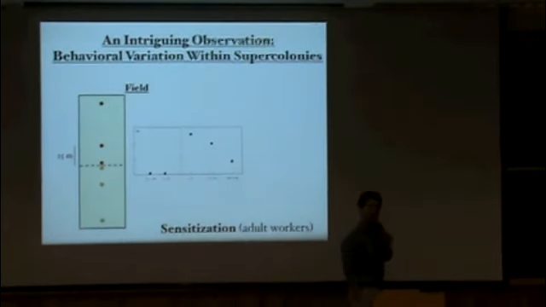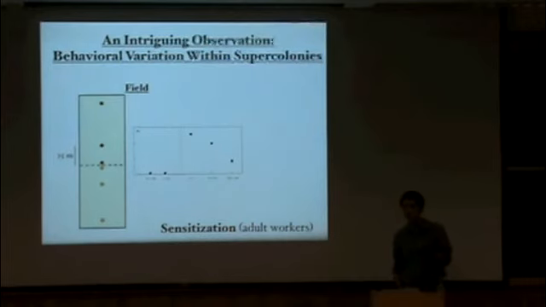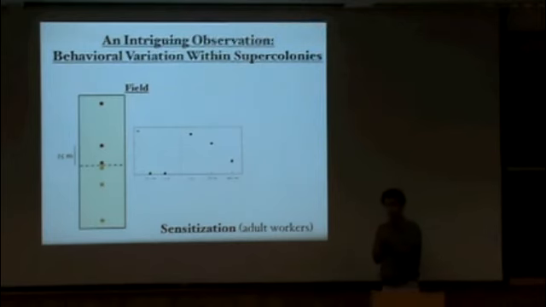And this suggested to us, there are lots of things that could potentially be driving this, but one interesting possibility is that Argentine ants in this colony boundary are interacting with ants from different colonies very frequently, and they're learning that there are enemies around. And so they're becoming sensitized to the presence of these ants from a different colony, and they're sort of escalating their level of aggression towards ants from these other colonies.